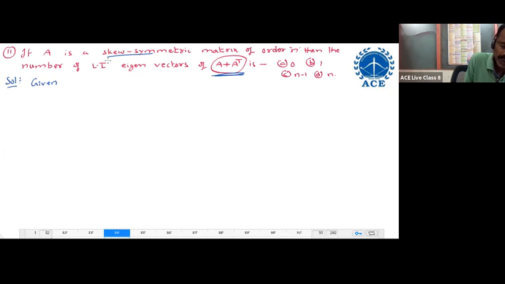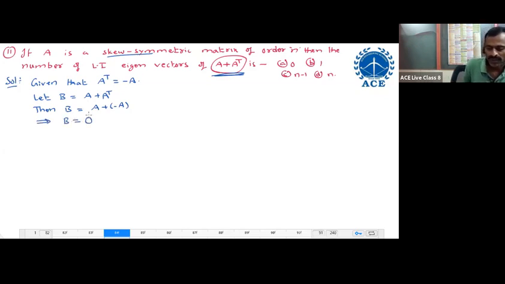A is skew symmetric. The condition for skew symmetric is A transpose equal to minus A. So given that A transpose equal to minus A. Now, to find the number of independent eigenvectors of this matrix, let us suppose this matrix as some new matrix B, for our convenience. Let B equal to A plus A transpose. Then B equal to A, but from the given data A transpose is minus A, so A minus A, which implies the 0 matrix.